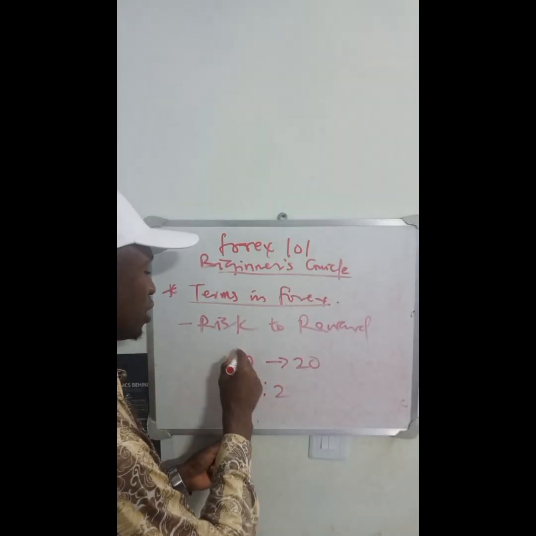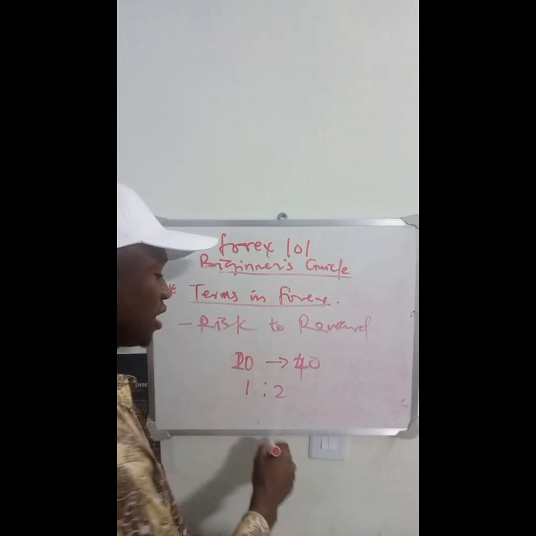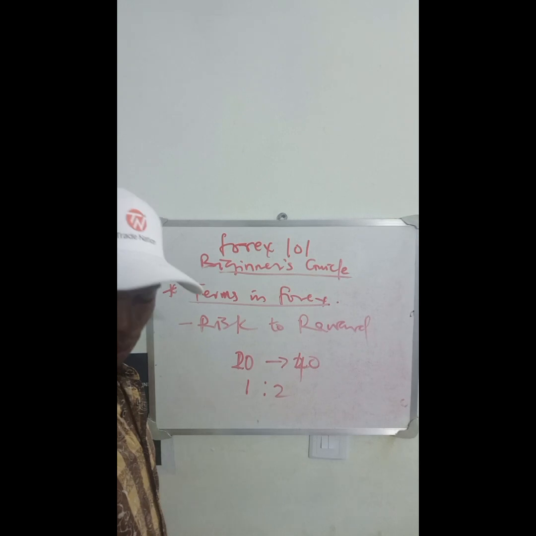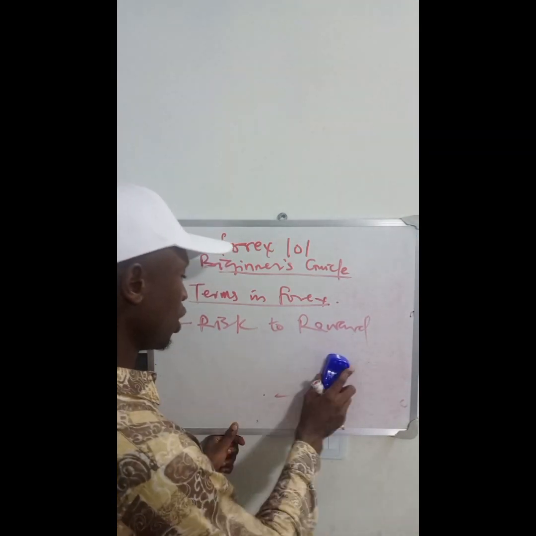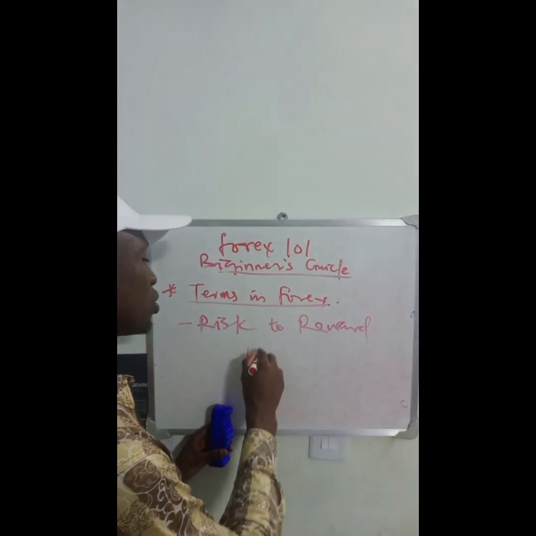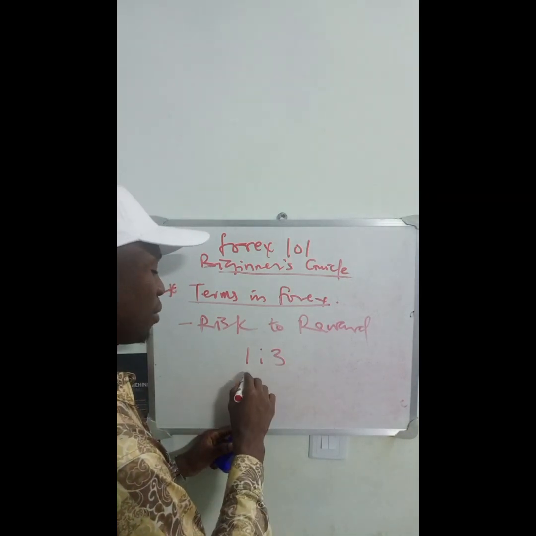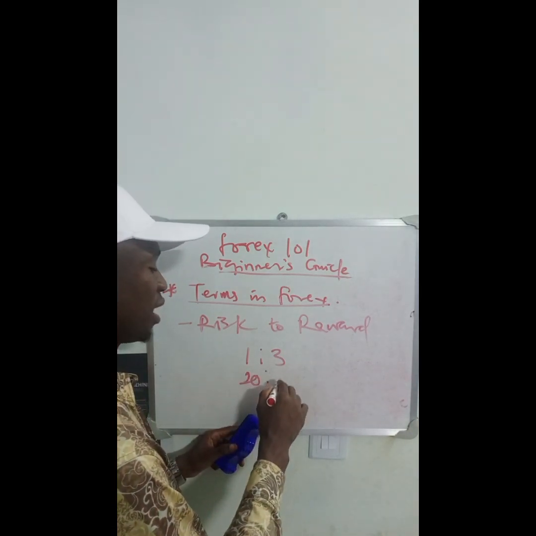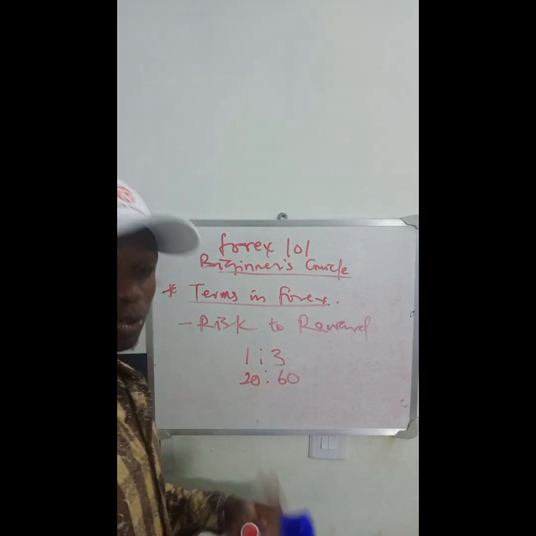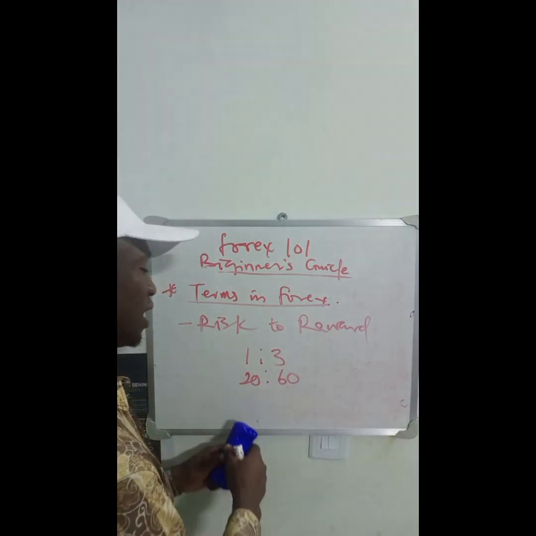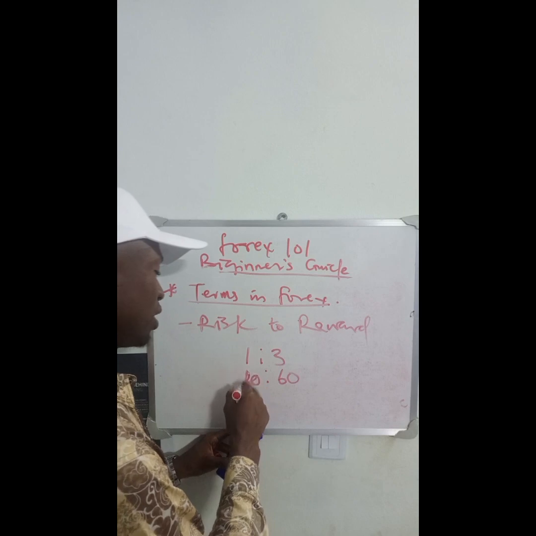When I risk $20 to get $40, it's still the same thing as 1:2. Are you with me now? We also have a risk reward of 1:3, which means I'm risking one to get three. Like I'm risking $20 with the intention of making how much? $60. There is also a risk reward like that. I'm risking $10 to get how much?